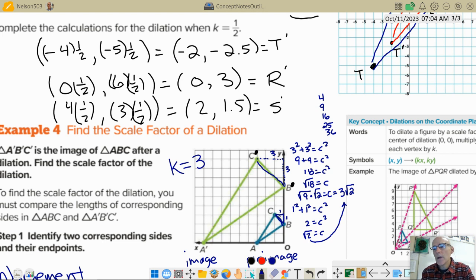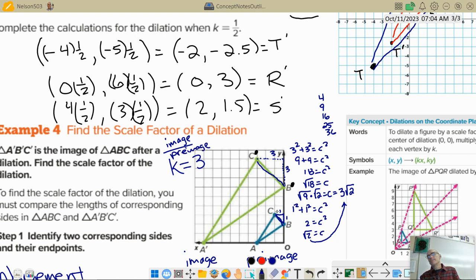And I'm just showing that finding the corresponding lengths sometimes isn't necessary if you can see what the enlargement is from the amount that we're counting up and the amount we're counting over, more or less like the rise and the run, right? So this rise here was 3 and this run was 3. This was 1 and 1. So we're taking the image divided by the pre-image to find the scale factor. So it's always the image divided by the pre-image to find the scale factor, all right?